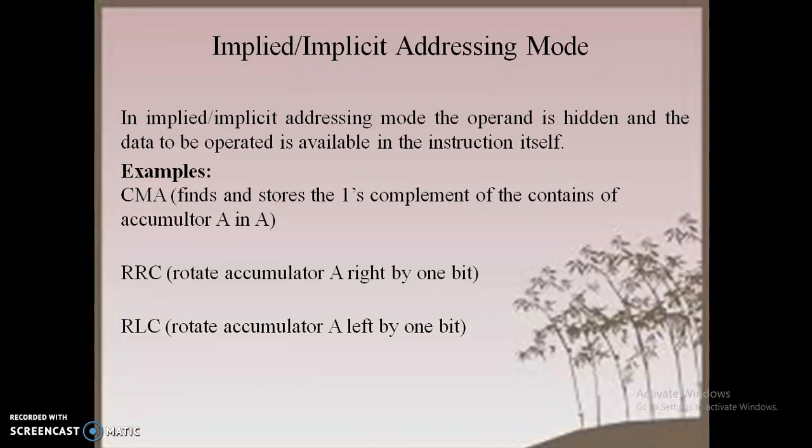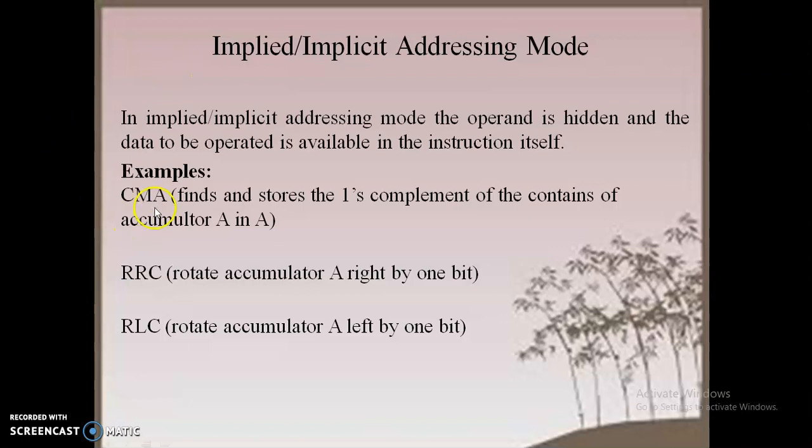The last one is the implied or implicit addressing mode. In implied addressing mode, the operand is hidden and the data to be operated is available in the instruction itself. Example, CMA. CMA means complement accumulator. It finds the one's complement of the content of the accumulator and stores the result in the accumulator, and the flags are affected accordingly. RRC means rotate accumulator right by 1 bit. RLC means rotate accumulator left by 1 bit.